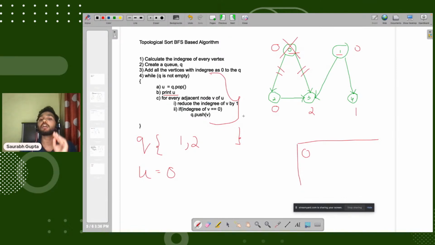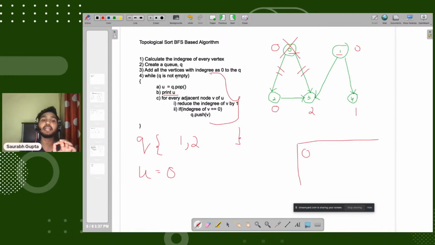And why am I not putting it? Because although one dependency on 3 has been resolved, there are 2 more dependencies. So 3 is not free to get involved in the topological sort order currently, because it has more dependencies. Although one dependency has been resolved, other dependencies are remaining. So that is what happened. Now this particular thing is over.